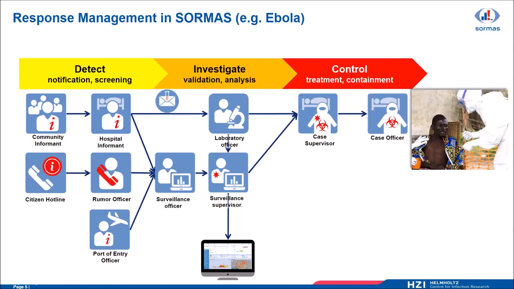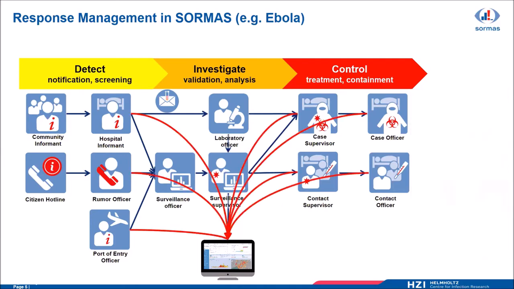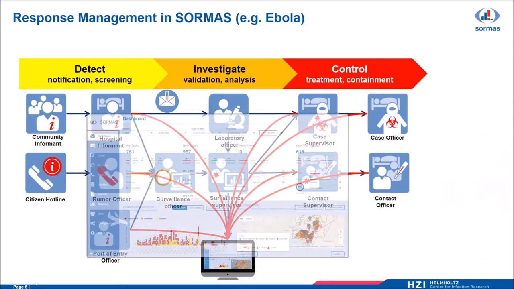And they also report their findings and outcomes through SORMAS. The other aspects, for diseases that deal with contact tracing, e.g. COVID-19, we have the contact supervisor who manages all contact listing as well as contact follow-up visits. And the contact officer receives tasks to go out to do follow-up visits, as you see in the picture below. All this information goes into SORMAS from the various instances. And then this is an example of the SORMAS dashboard.